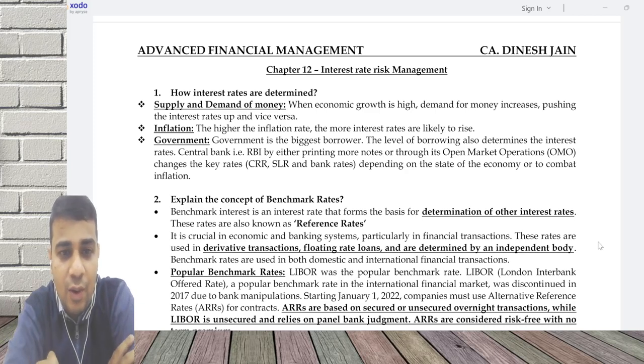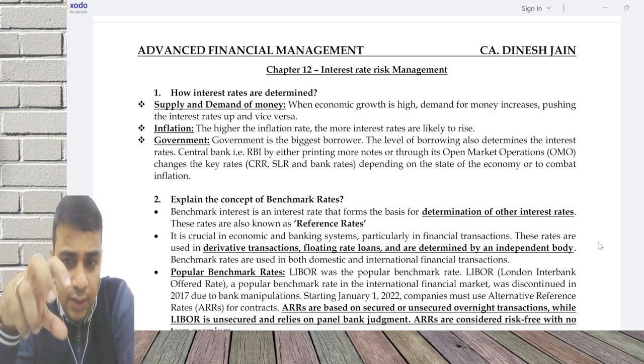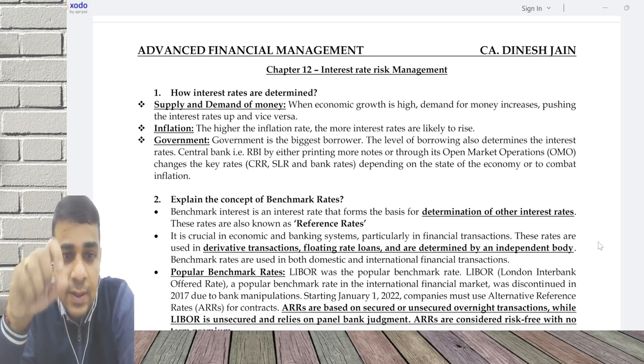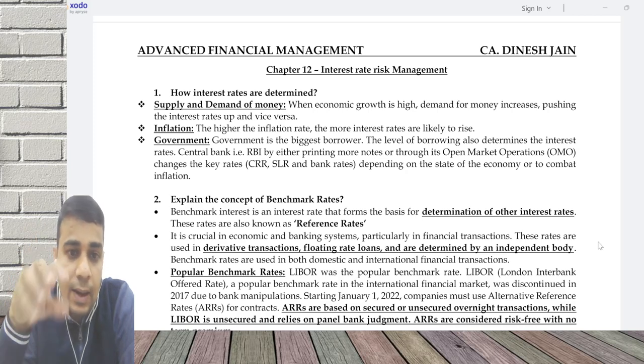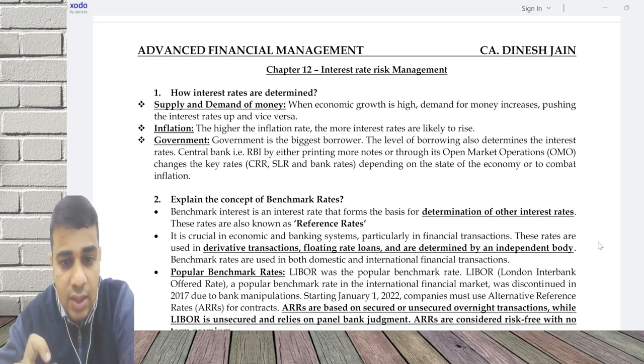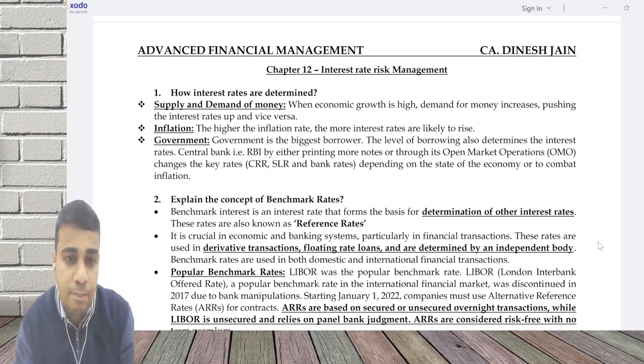Hi friends, so now I'll move to chapter 12, which is on interest rate risk management. I'll set the context of the theory discussion here. What we do in interest rate risk management is evaluate the risk on a company's cash flow, or the variation in a company's cash flow due to changes in interest rates, because any increase or decrease in interest rates can impact a company.